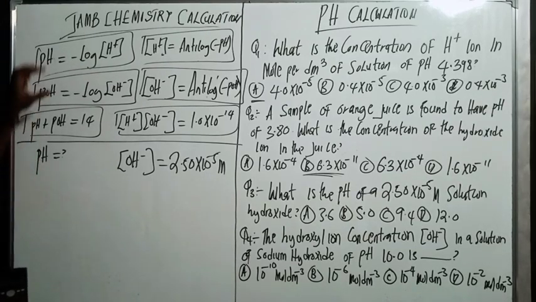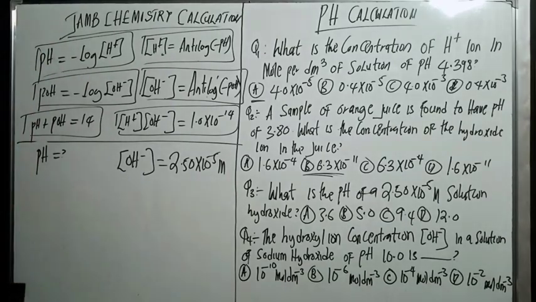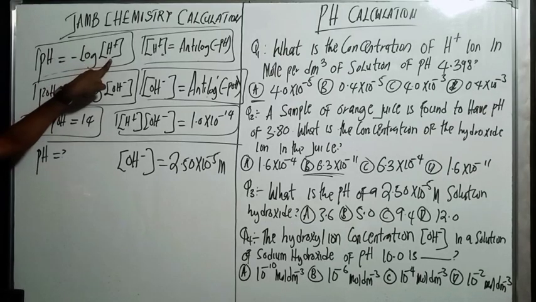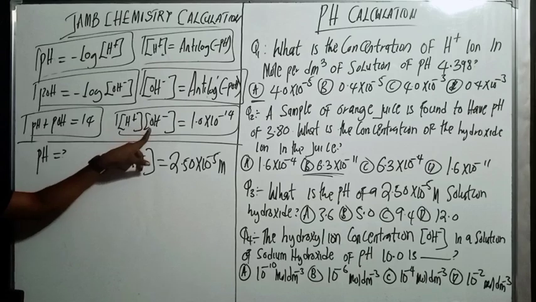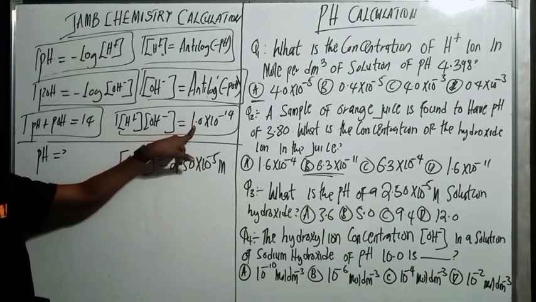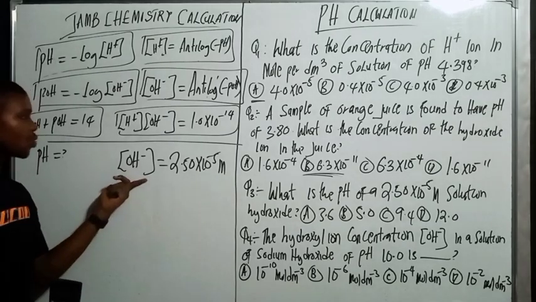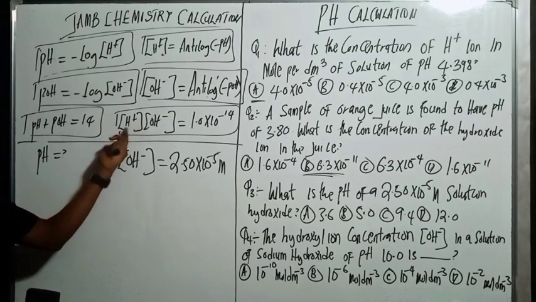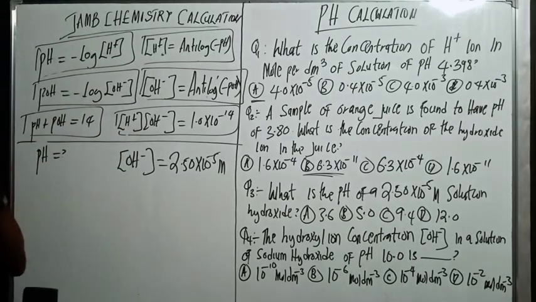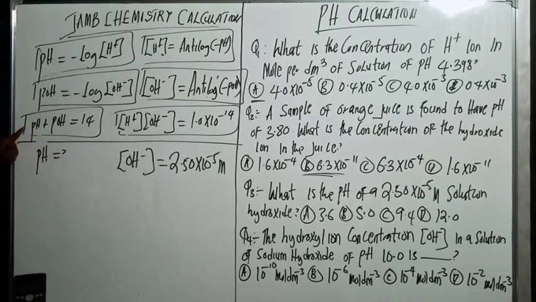Now there are two formulas I can use. I can either use this formula or this formula here. If I use this formula, I have to look for the concentration of H plus ion. Remember, H plus concentration times OH minus gives 1.0 exponential minus 14, right? From here, since the OH minus is given, I can get H plus, then apply this formula to get pH. Or I can use this formula to get pOH, and from pOH I can get my pH.